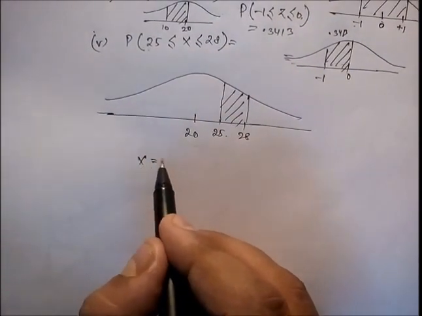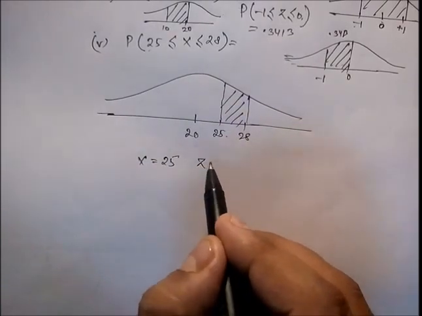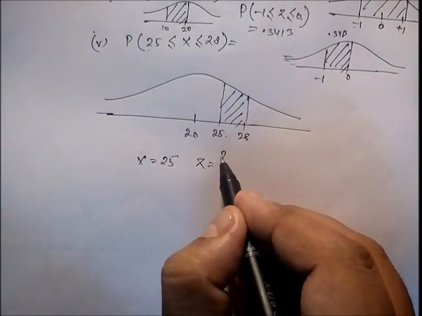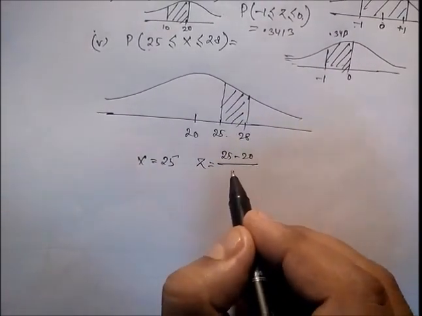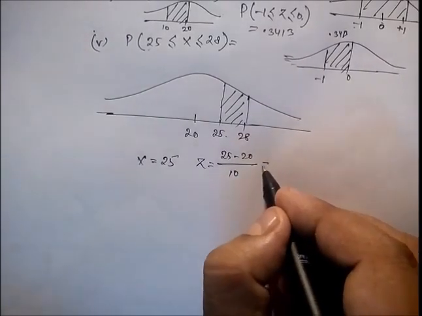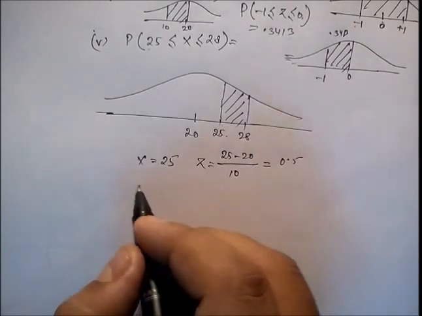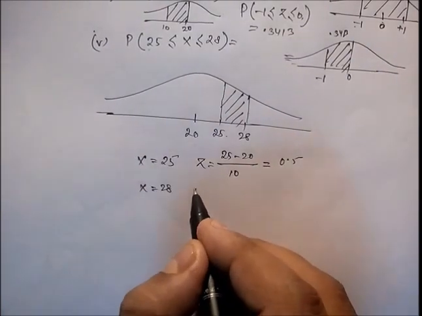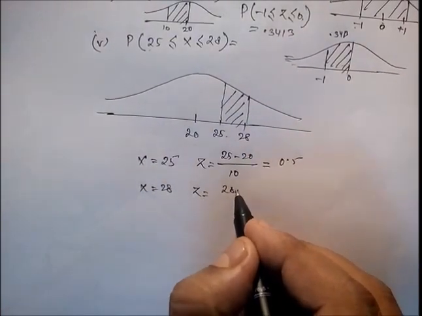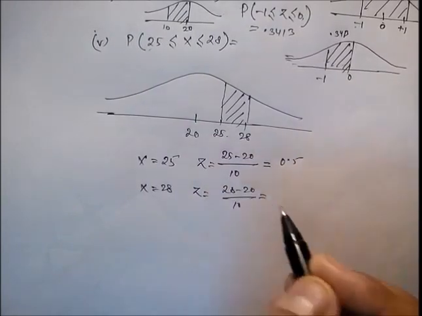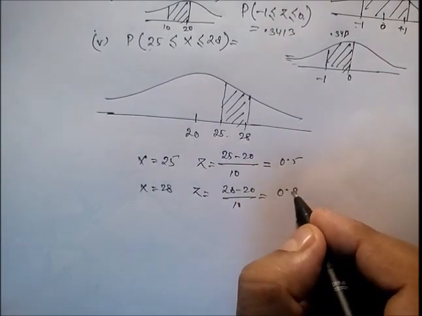So if x is equal to 25, z is equal to what? 25 minus 20 by standard deviation 10, so it is 0.5. Similarly, if x is equal to 28, z is equal to 28 minus 20 by 10, so it is 0.8.